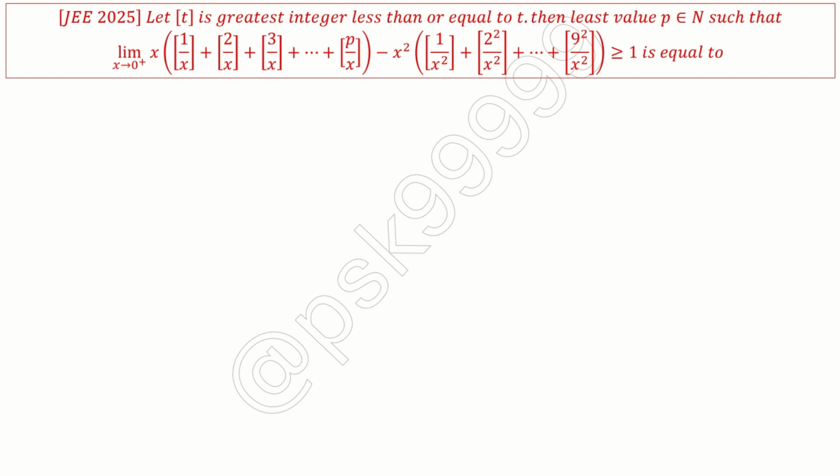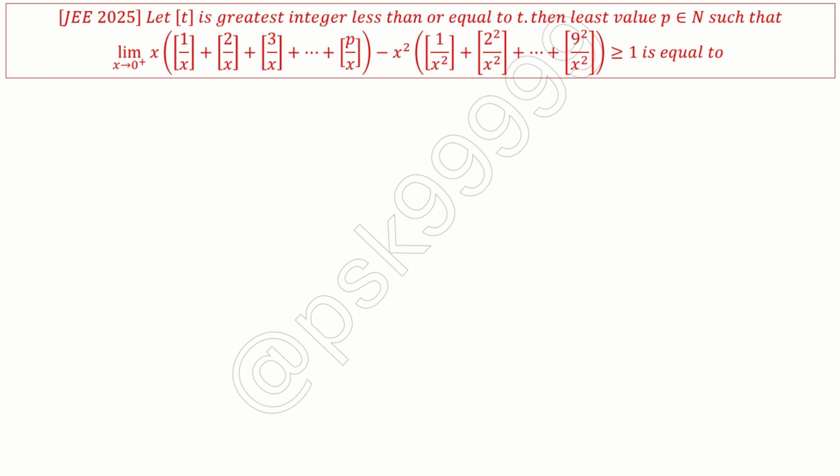If there is a value p which belongs to natural numbers such that limit x tends to 0 plus, x times [1/x] plus [2/x] up to [p/x], minus x square times [1/x²] plus [2²/x²] up to [9²/x²], is greater than or equal to 1, then what is the value of p? Basically, we need to find out the value of p.